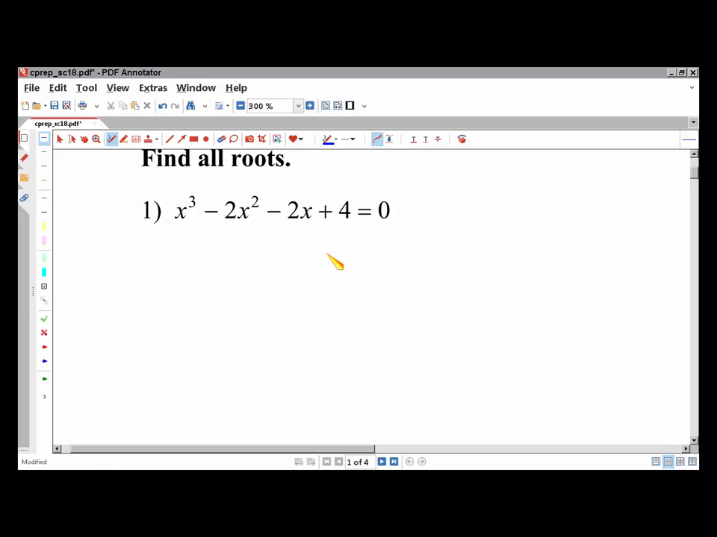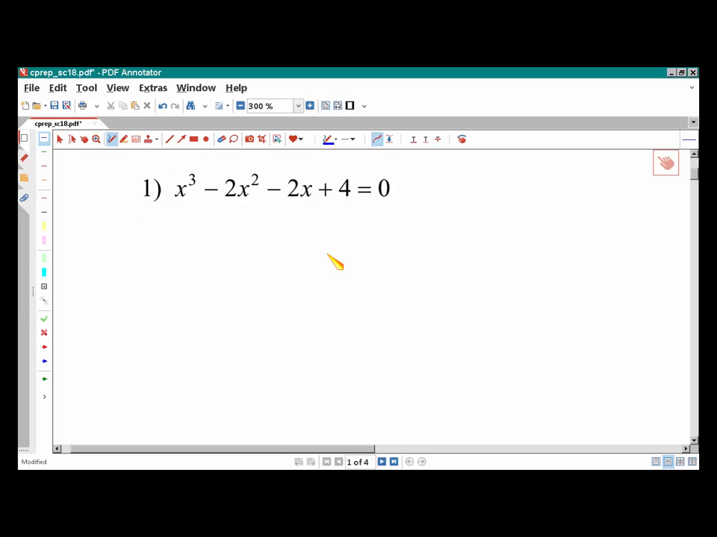Okay, in the first problem here I'm asked to solve an equation and I see that there are four terms. That tells me I'm going to do factoring by grouping. So in factoring by grouping I'm going to group the first two terms together and the second two terms together and factor each independently using GCF factoring.